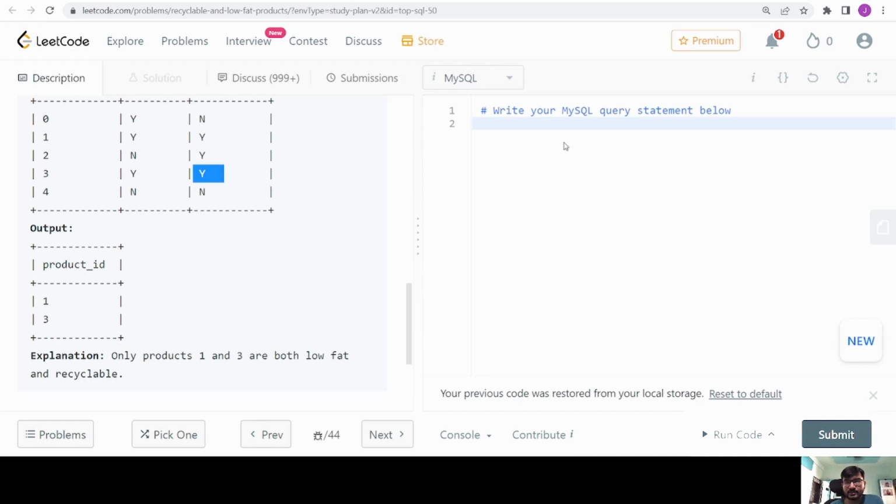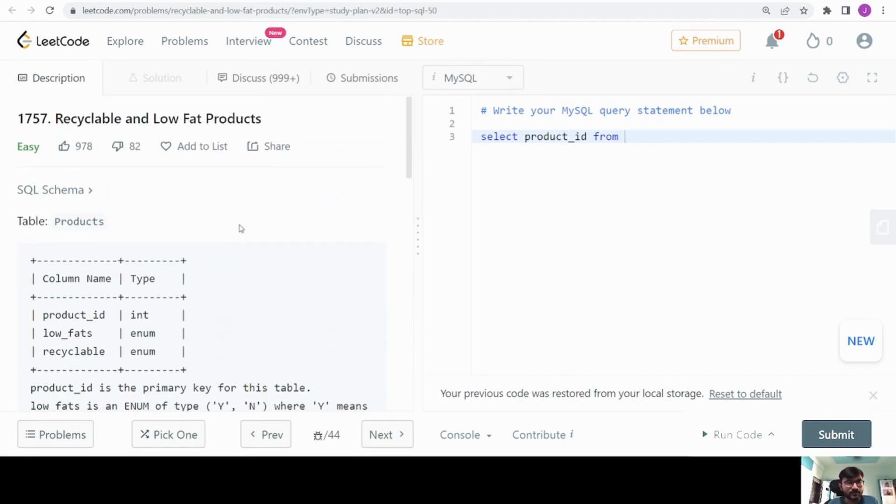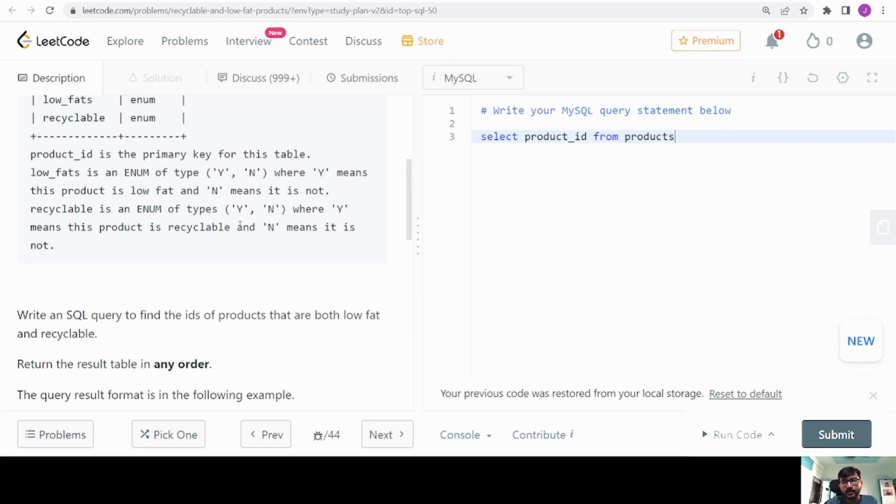So let's start. This is, I think, a very simple query. We would extract all of the product IDs from the table, whose name is, I guess, products. Yeah, the table name is products, where we will take all the flags Y. The low_fats flag is Y, and recyclable equal to Y. So this is our query.